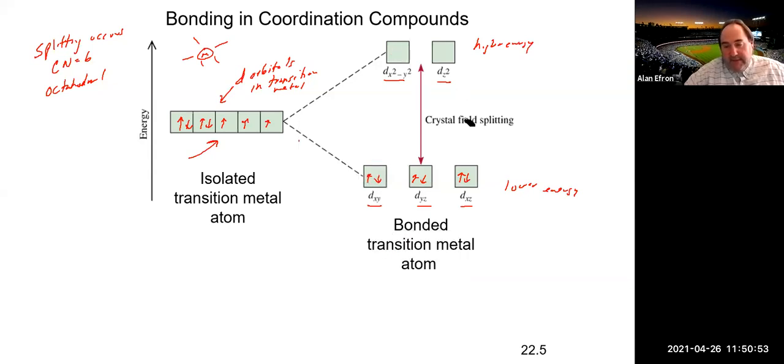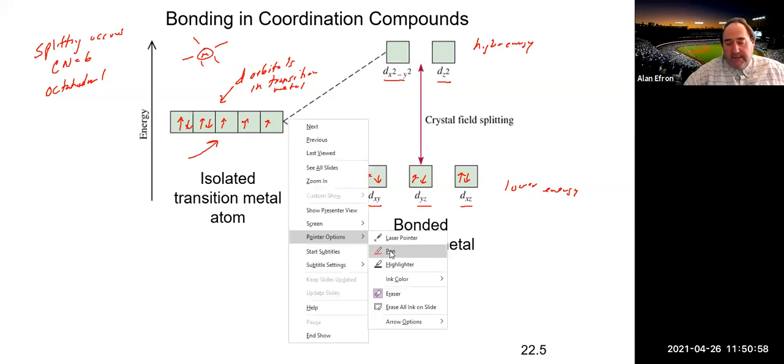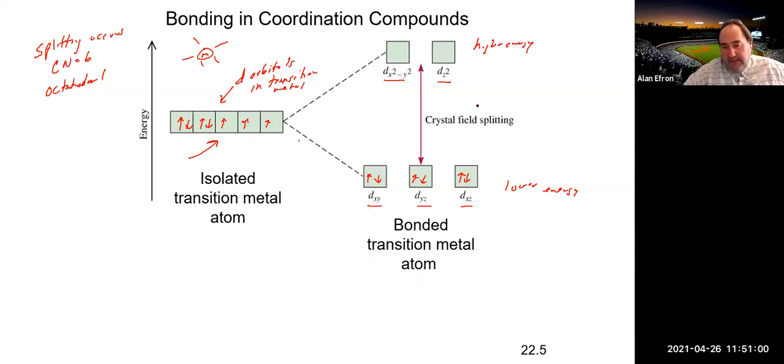As we'll talk about, that difference between the lower set of d orbitals and the higher set of d orbitals is what is referred to as the crystal field splitting. It's sometimes abbreviated with a delta symbol. It's basically that energy difference between the lower d orbitals and the higher d orbitals.